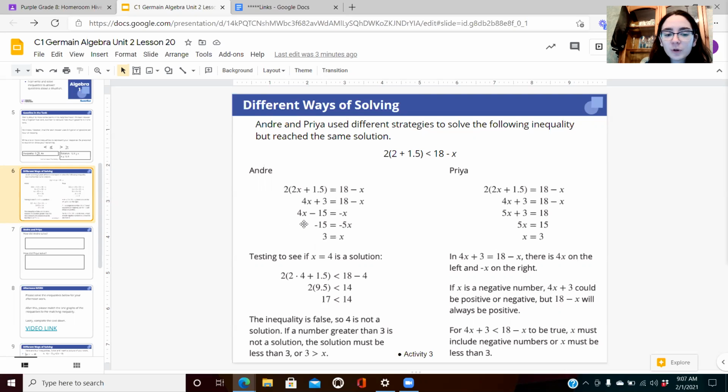Now 3 to 4. What did we do 3 to 4? Very good, Gabe. Yes. And Max, we subtracted 4x from each side to get negative 15 is equal to negative 5x. And then we said 3 is equal to x. And Priya took the same steps to solve it. So if we look at Andre and Priya's first step here, what was the first thing that both of them did with that inequality in order to solve it? What did they do with it? They turned it into what?